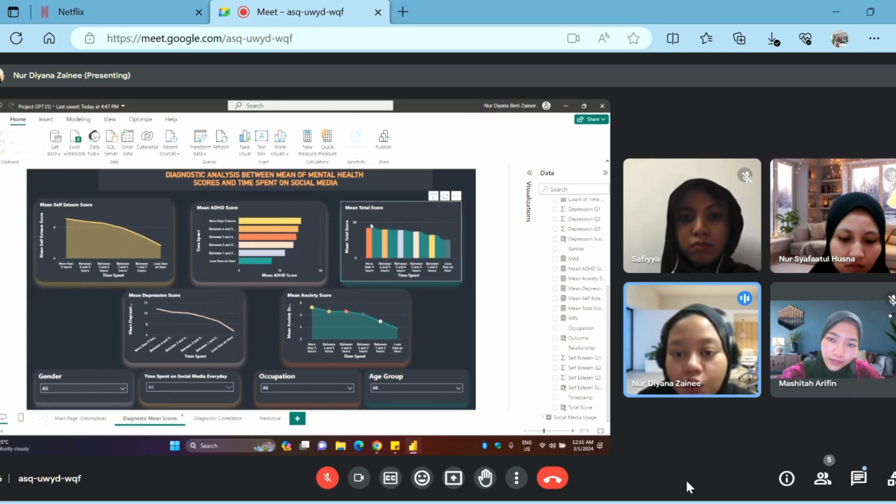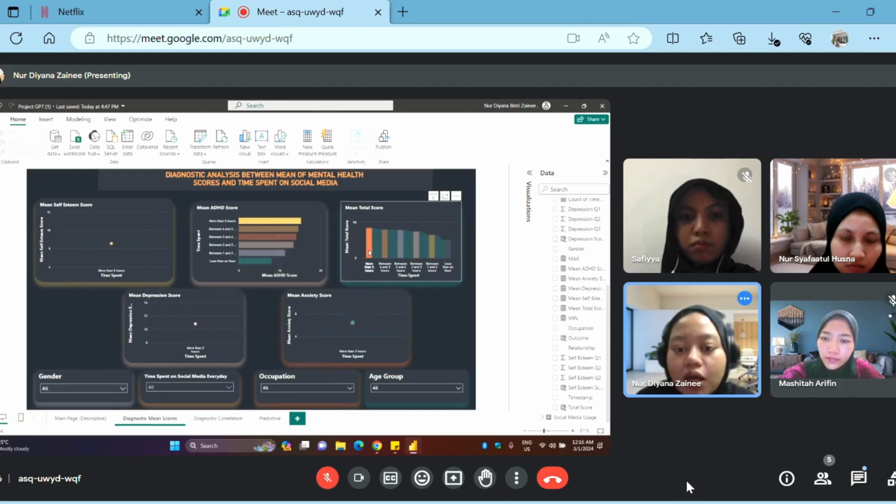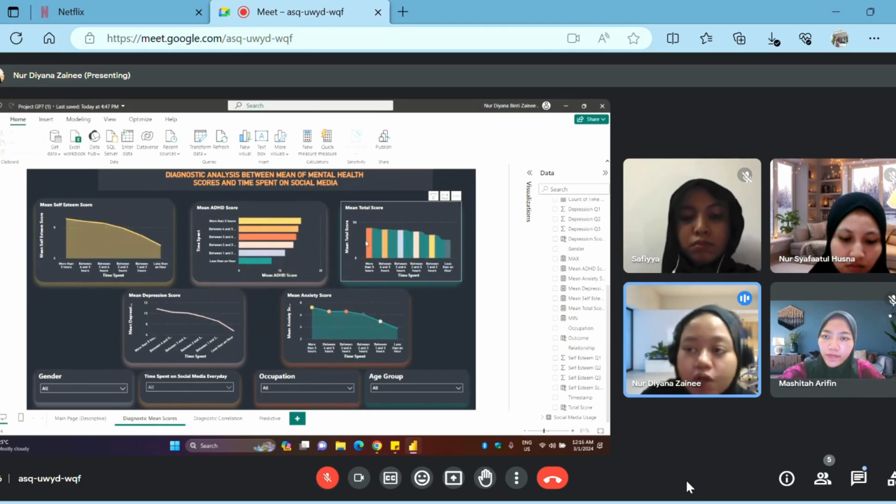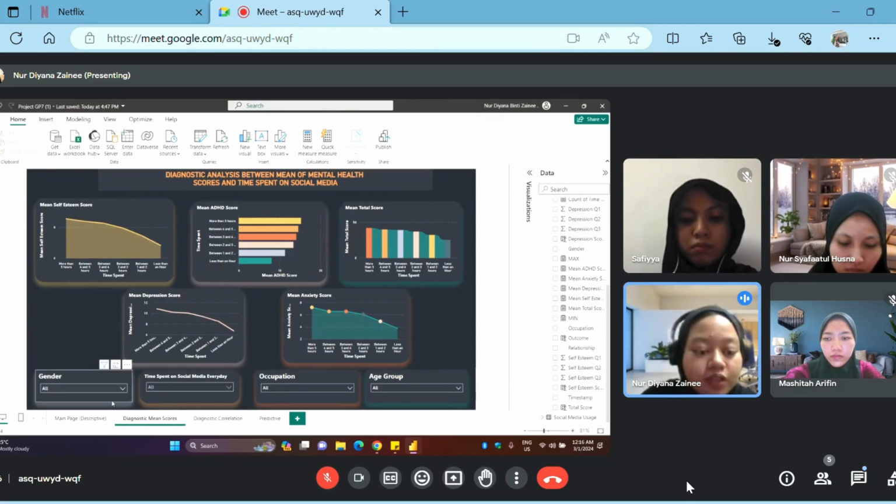For the total scores, if the sum of the total scores is more than 40, we can conclude that the person is having severe mental health issues. If the total marks is below 40, the person doesn't have any mental issues. I'm going to filter to see if there are any differences between the graphs.